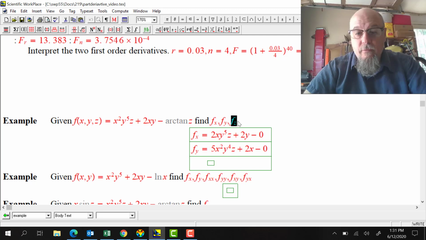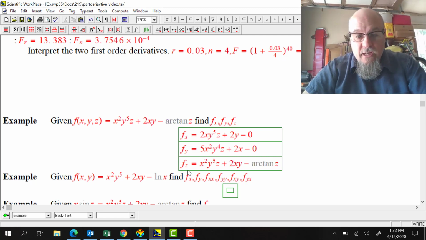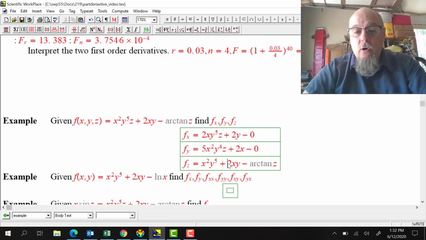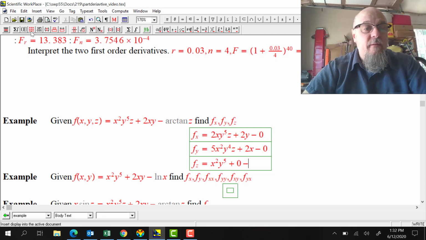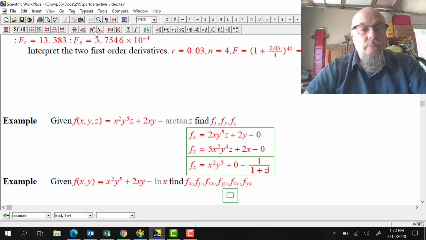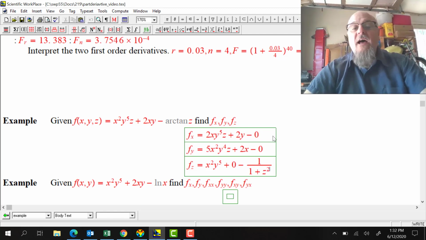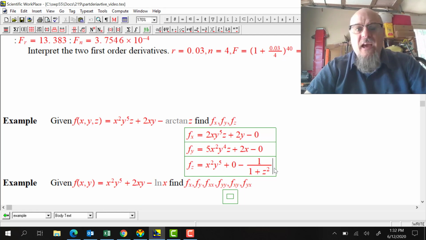Lastly, our derivative with respect to z. So finally we're going to get to do something with that arctan. I'm taking the derivative of everything here. x is a constant, y is a constant, so there's no z in that part, so it's a constant. And arctan, finally we get to do something. The derivative of arctan is 1 over 1 plus z squared. So it has 3 first-order partials because it's a function of 3 variables. They have the same meaning, but I can't sketch it and draw it.